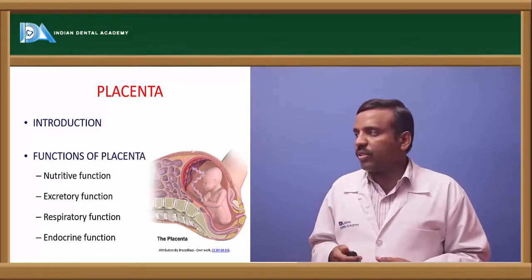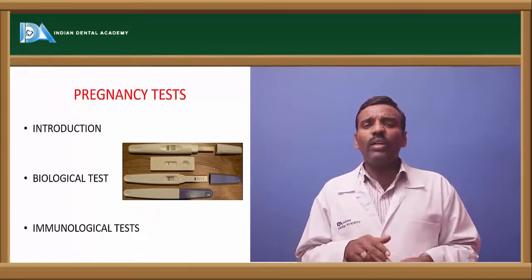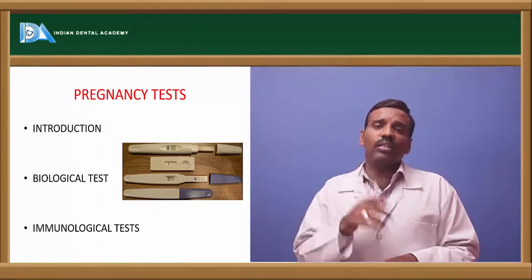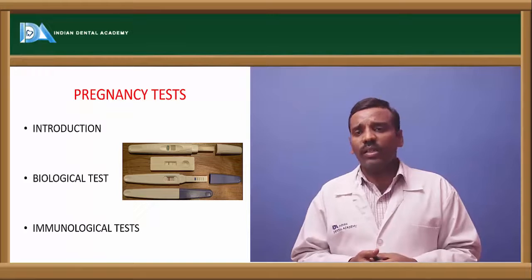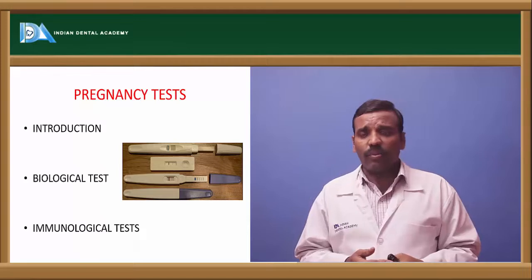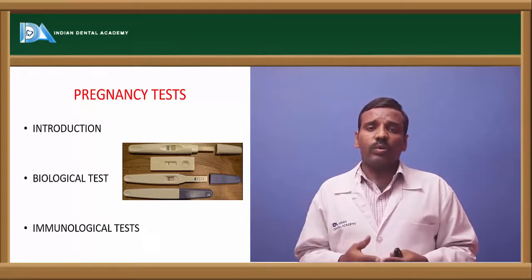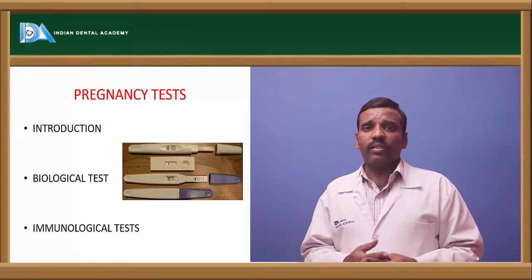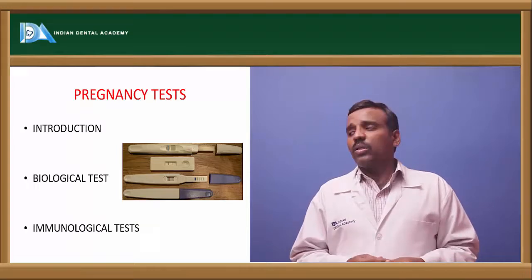Next, the pregnancy test. How do we come to know? There are 2 types of tests. In the olden days, they went with biological tests like the Kupferman test, Hochben test and Zondek test. Now we are using immunological tests and strip method tests.